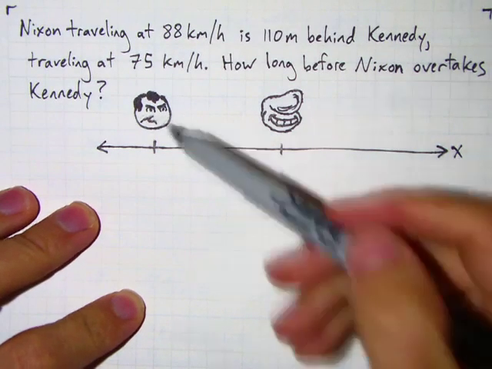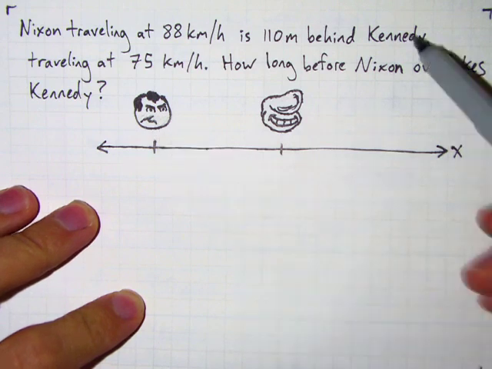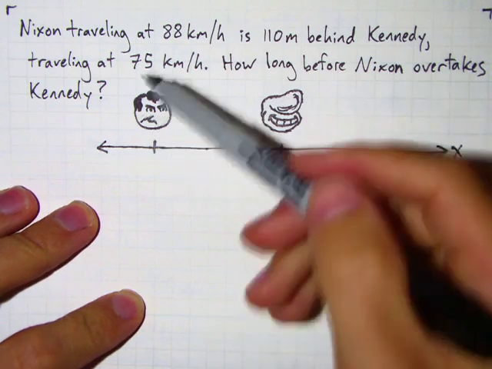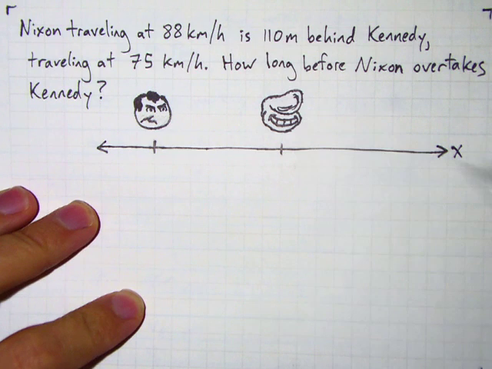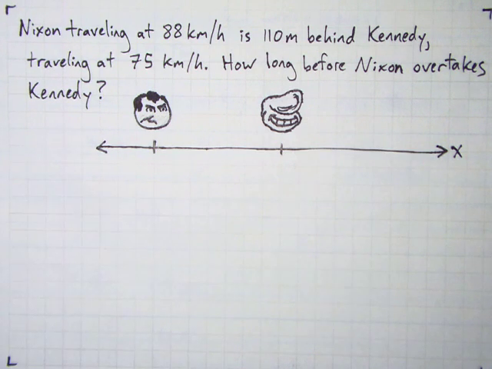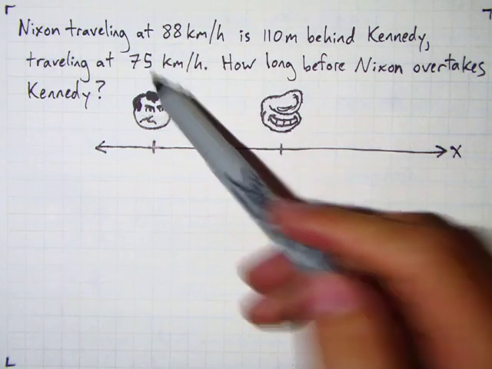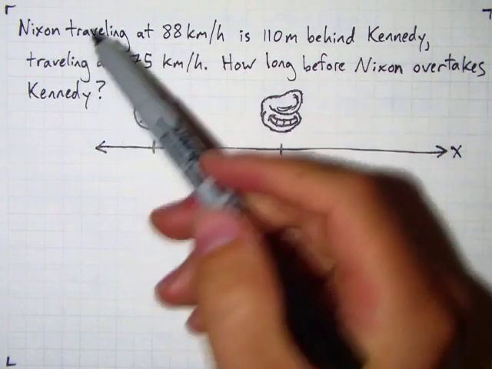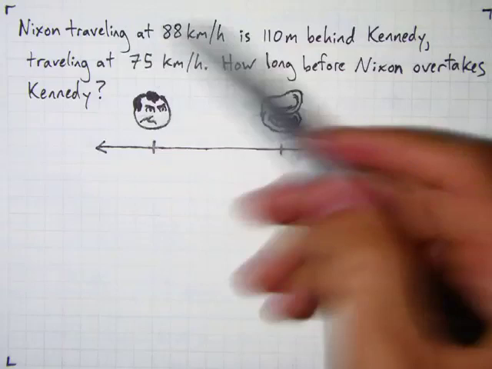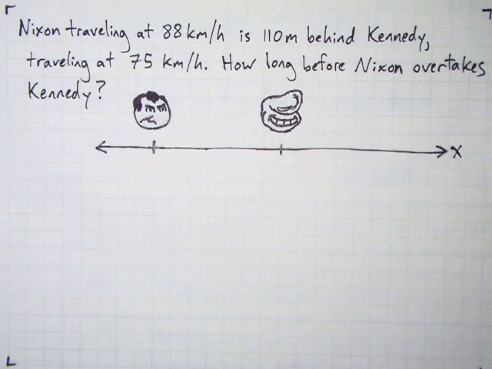Mr. Nixon here is traveling 88 kilometers per hour. He's 110 meters behind Mr. Kennedy, who's traveling at 75 kilometers per hour. How long before Nixon overtakes Kennedy? How do you know that he's going to overtake Kennedy? Well, his speed is greater than Kennedy's speed. If it says something like this, we can assume he's traveling at a constant velocity, if it doesn't say otherwise. All right, so we know we can use our constant velocity equations.